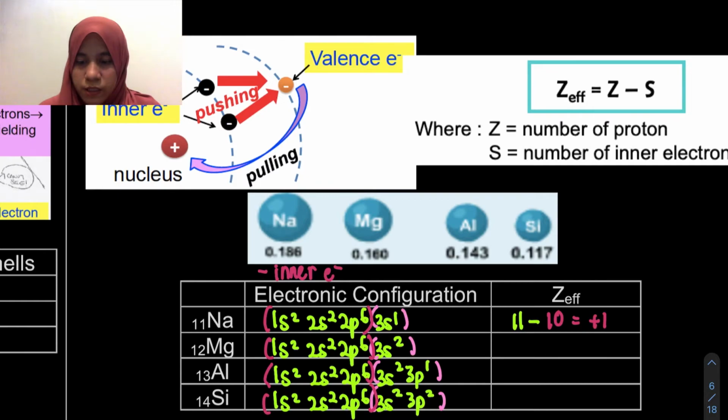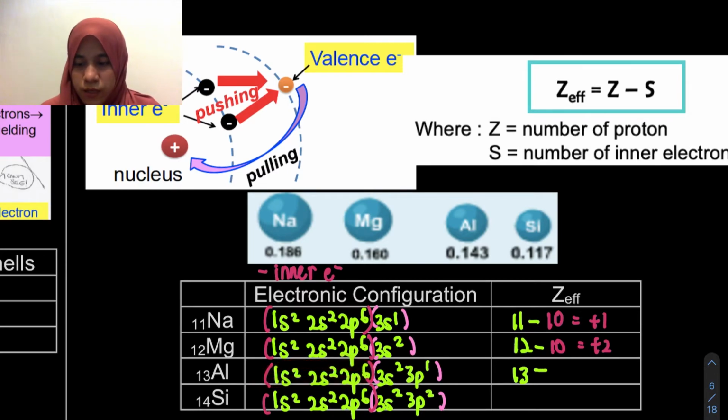So kalau magnesium 12, minus berapa? So pun sama juga. As you can see the inner electron is the same as this one. So it's actually 10. Pun sama juga. 10. So here plus 2. So in this case our aluminium 13, minus number of inner electron. Inner electron kita pun is still the same.